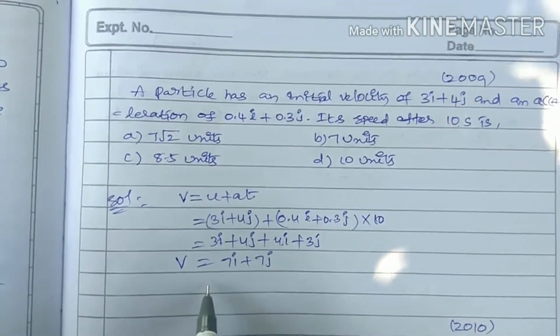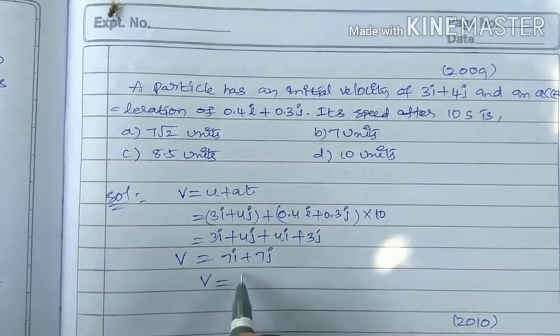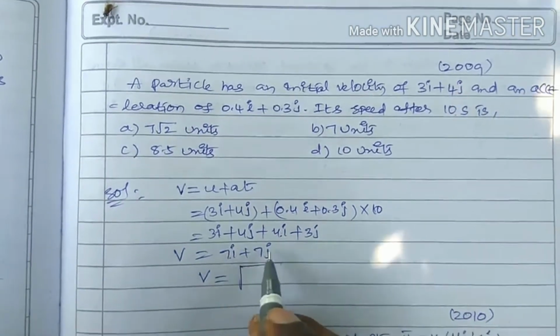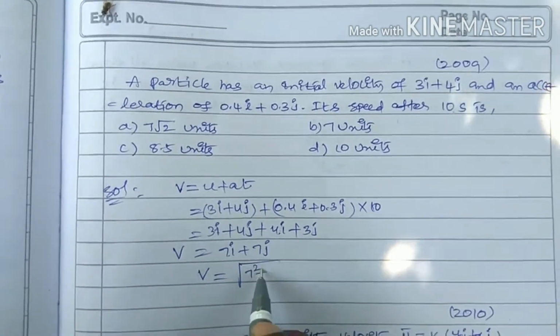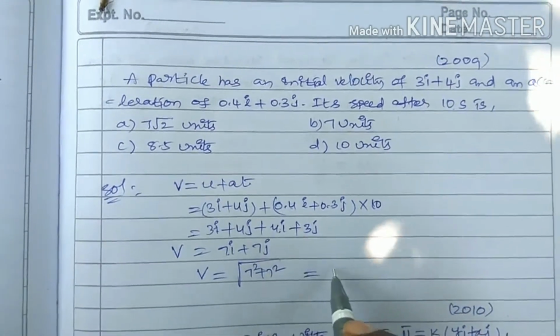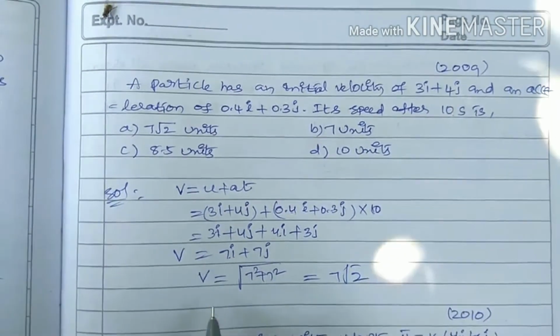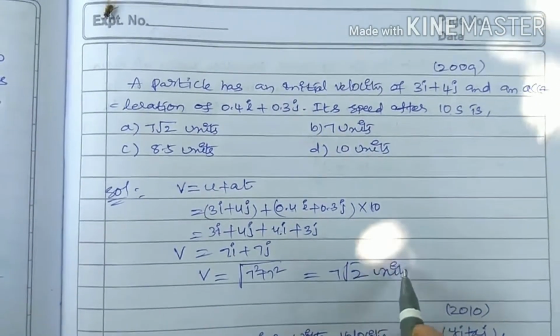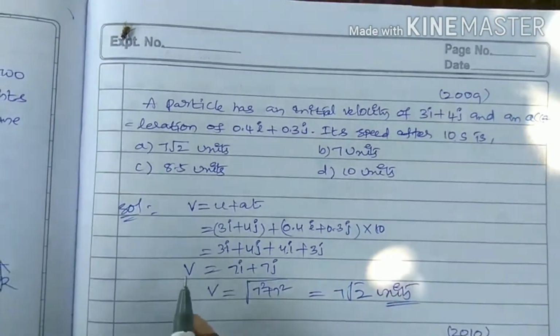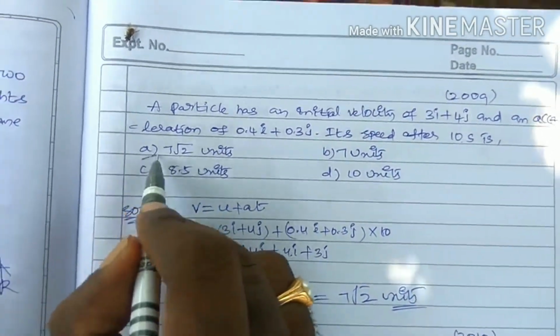So the resultant speed is equal to the square root of vx square plus vy square, that is 7 square plus 7 square. 7 will be common, so it is 7 root 2 units. So the resultant speed of the particle is 7 root 2 units.